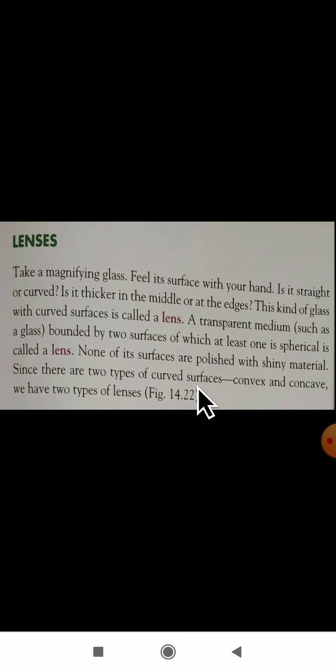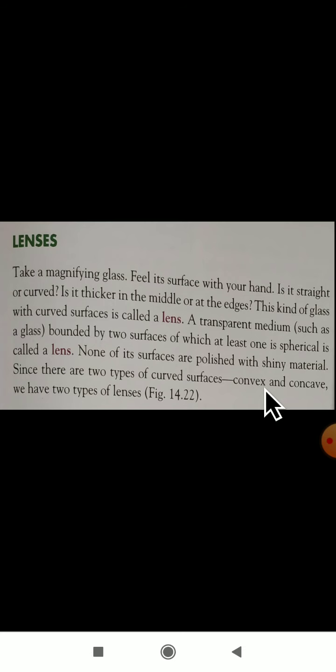Since there are two types of curved surfaces, one convex and one concave, we have two types of lenses. How many types of lenses do we have? We have two types of lenses. One is a converging or convex lens. The other is a diverging or concave lens. In total there are two types of lenses.